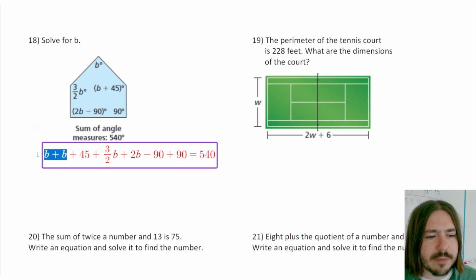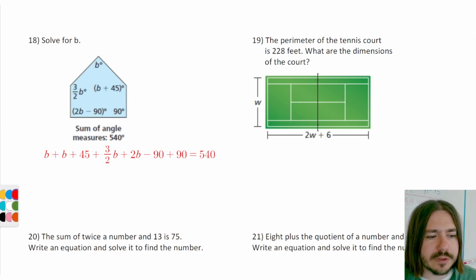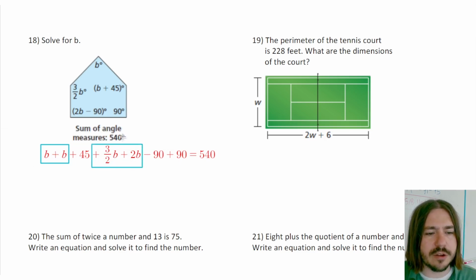So next step, I'm going to add together all my like terms. So I'm going to box all my like terms here. I've got b plus b. I've also got this 3 halves b and a 2b. So I'm going to combine all those. And then I'm also going to combine my constants here. So I've got 45 minus 90 plus 90.